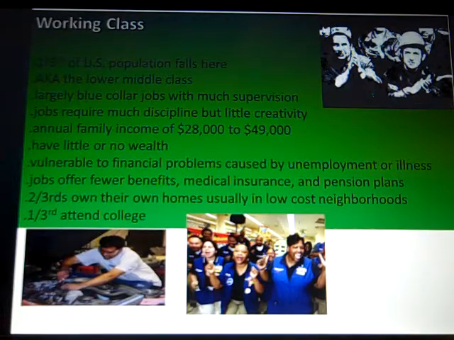People in the working class in this country have little to no wealth. They are more vulnerable to financial problems caused by unemployment or illness. These jobs offer fewer benefits, medical insurance, and pension plans. Two-thirds own their own homes. So fewer people own their own homes the more we move down the class structure, as you can see. Only one-third even attend college, much less graduate. So we're seeing, again, trends with home ownership, health, and educational attainment. There's definitely a relationship between those variables and social class.